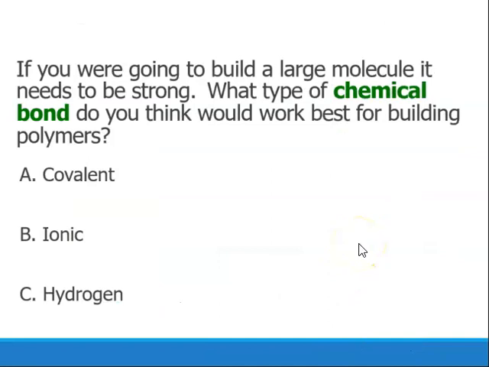So if you were going to build a large molecule, it needs to be strong. What type of chemical bond do you think works best for building polymers? Do we want the strong covalent bonds? Do we want ionic bonds? Do we want the weaker hydrogen bonds? Of course, we would want covalent bonds.